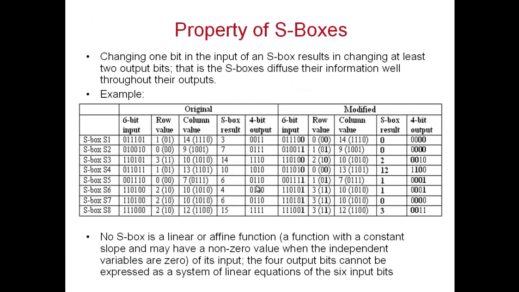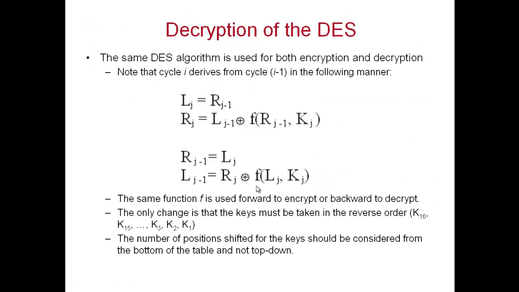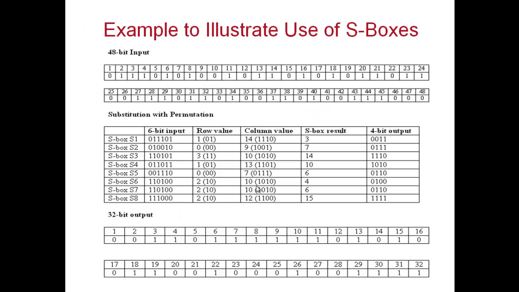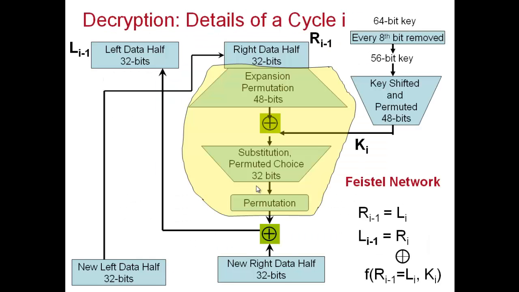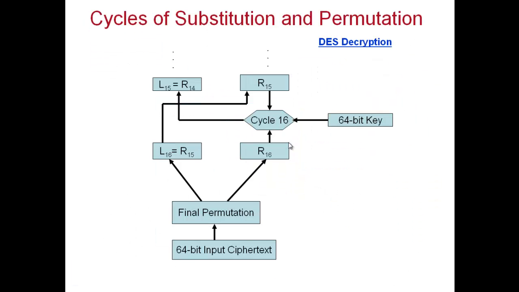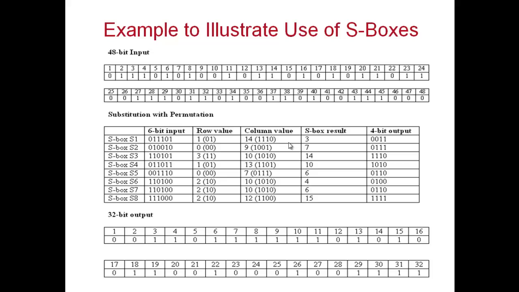Now we saw the S-boxes during encryption, so let me explain again how the S-box is used. You get a 48-bit output after you do the XOR with the expanded right half and the key, and that 48-bit output goes through the S-box process, which is a combination of both substitution and a permuted choice. What happens in the S-box is this: you have this 48-bit input broken down into 6-bit units, and each 6-bit unit is fed to each of the S-boxes.